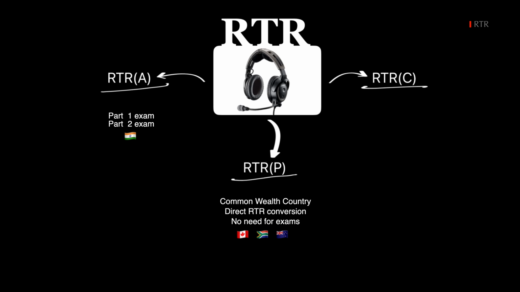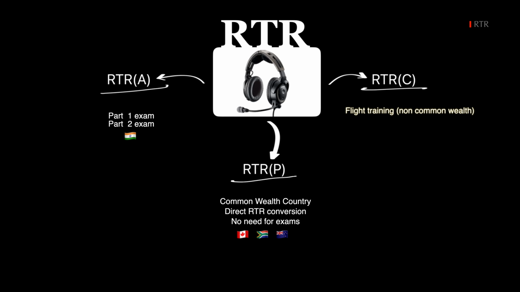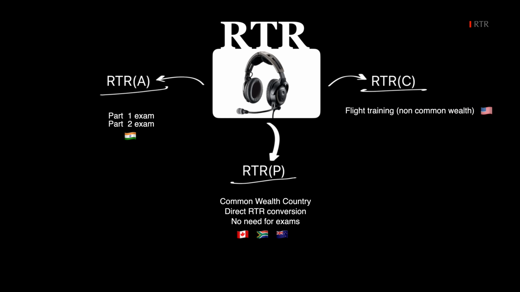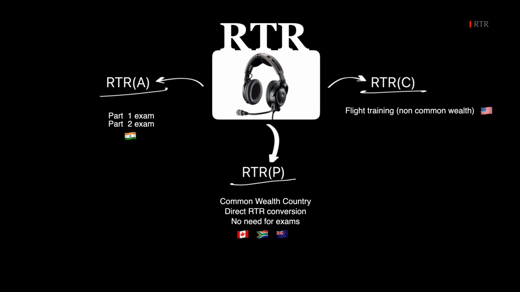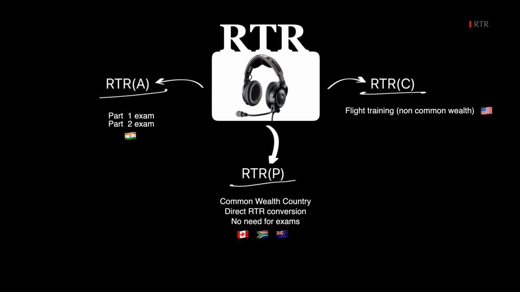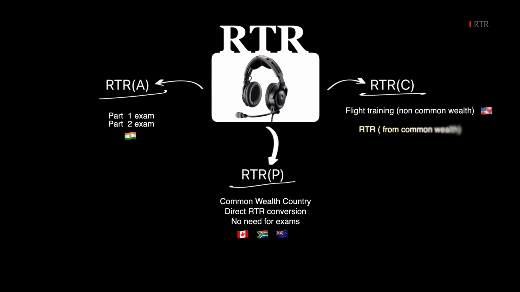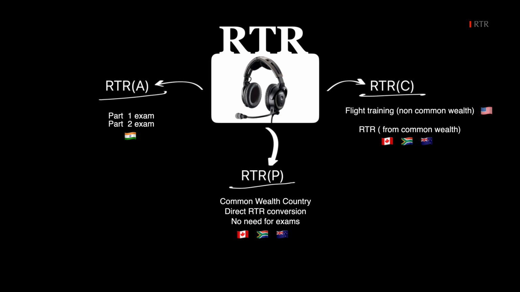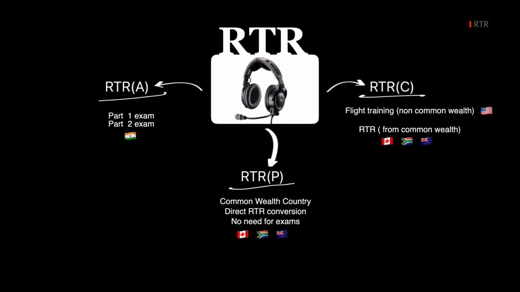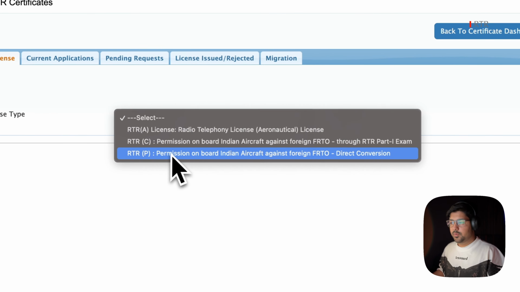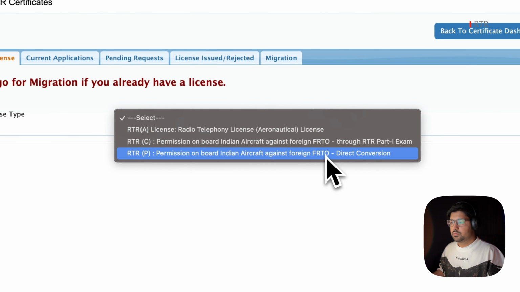RTRC is a little complicated. So when your flight training is done from a non-Commonwealth country like the US, but then you decide RTRA in India is very difficult to get, you go to a third country, which is a Commonwealth country like Canada, and get their RTR, and you can directly convert your Canadian RTR into an Indian RTR, but you need to give part 1 in this case. So I'll go with RTRP because for me it was direct conversion.